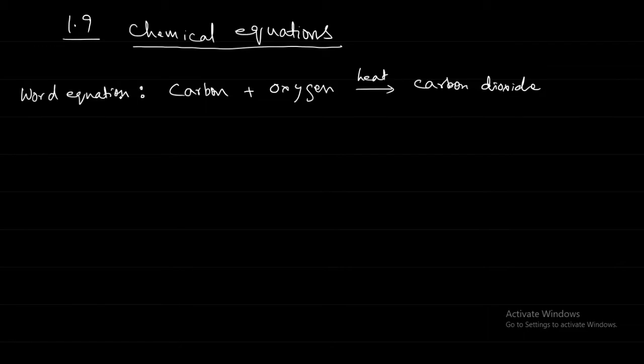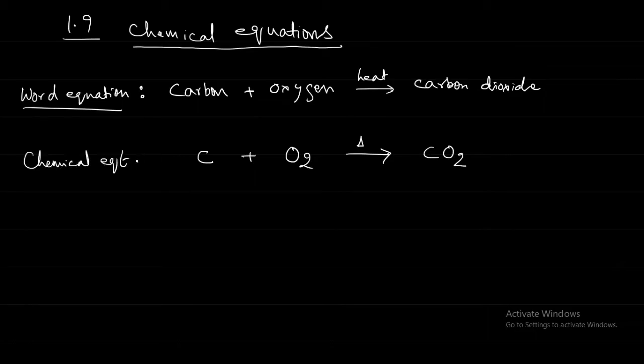Okay, in words we are writing carbon, oxygen, carbon dioxide, but the same thing when we write it using the symbols and the formula. Okay, carbon is C, oxygen O2, heat, even you can write heat as a symbol like this one, and carbon dioxide is CO2. So when we write like this, a symbolic representation of a chemical reaction using symbols and formula of the substances involved in the reaction, then we say that it is a chemical equation.